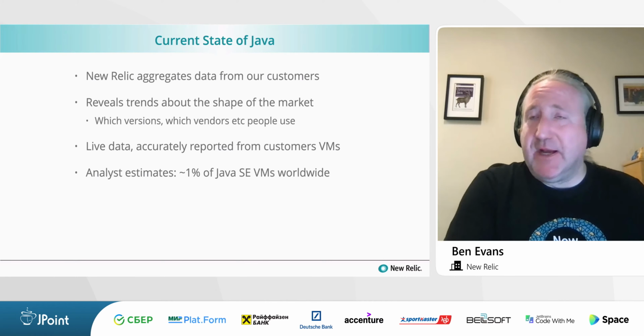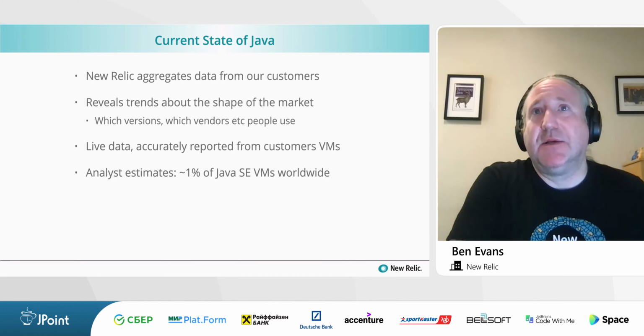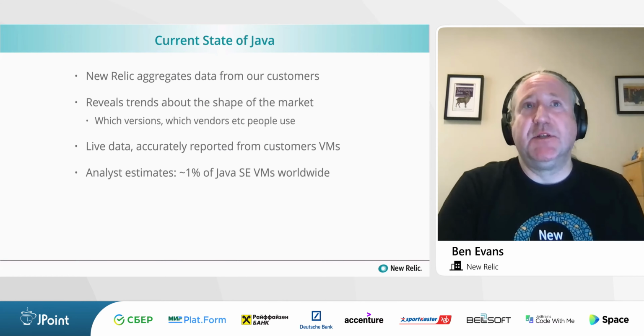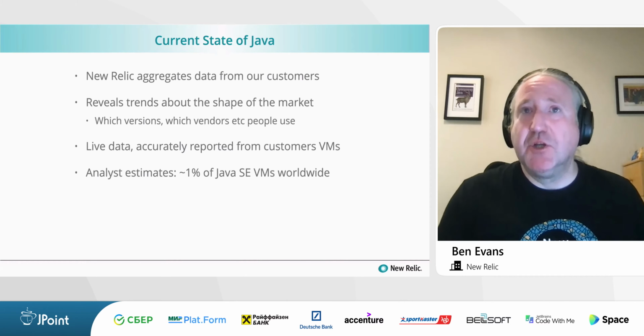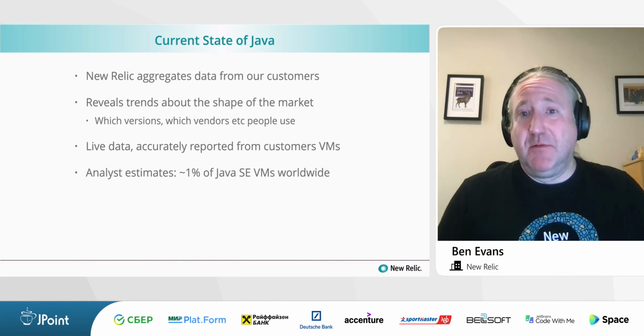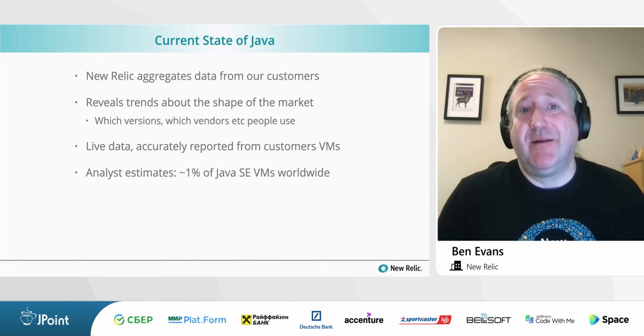And the data is obviously not perfect because it only comes from New Relic customers. And New Relic customers are not a perfect proxy for the entire Java market. But we know that. We know that there are biases in our data. There are biases in every data set.